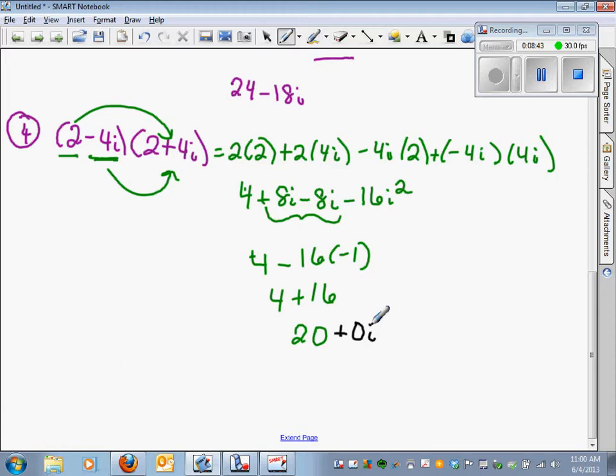So we still have a complex answer, which means that no matter what we do here, when we multiply something by a complex number, we're still going to get a complex number, so they are closed under multiplication as well as addition and subtraction.